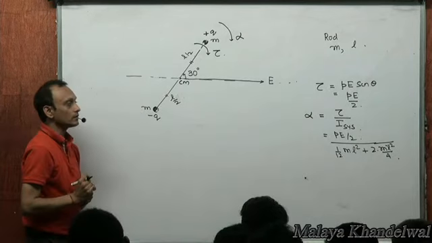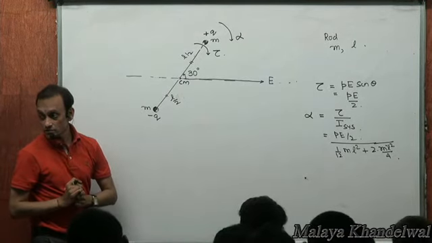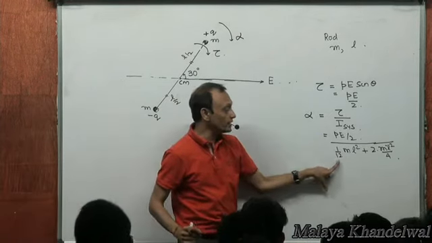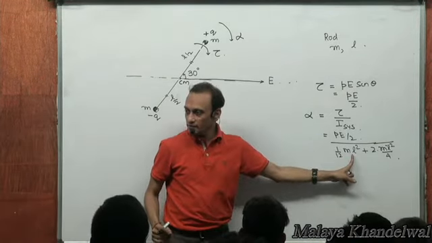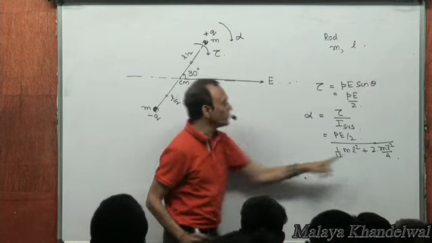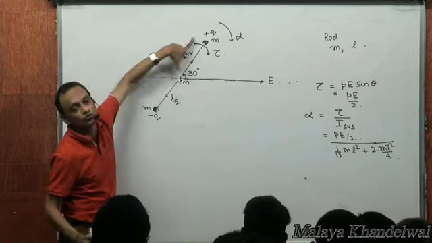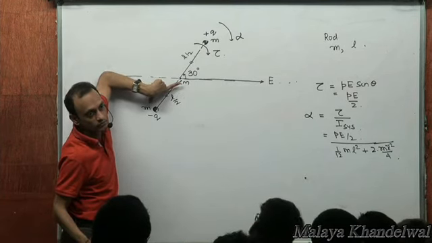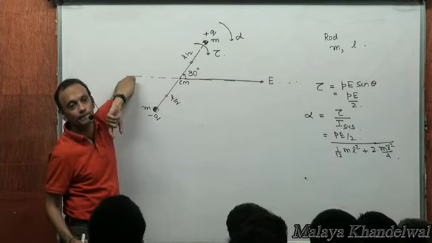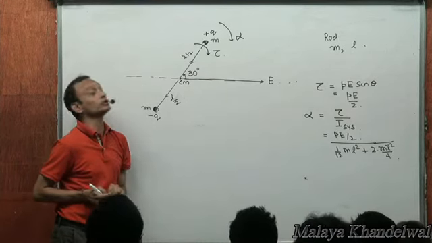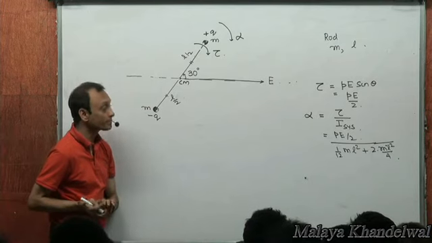So, that's going to be the angular acceleration at this instant. Yes or no? Torque, which is PE sin theta, by I of the system. 1/12 mL squared for the rod about the center of mass, and the two particles: m L by 2 whole squared plus m L by 2 whole squared, which is 2 into m L by 2 whole squared. Got me now? So that's the angular acceleration at this instant.